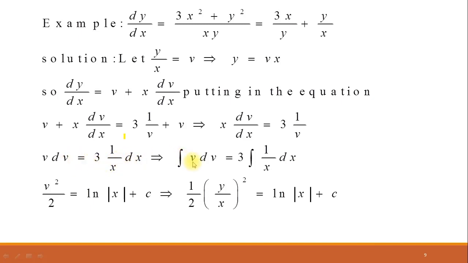Now taking integration, the integration of v is v^2/2, equal to the integration of 1/x, which is natural log of x plus the constant of integration. Replacing v by y/x, we get (1/2)(y/x)^2 = ln x + c. So this is the solution of the given homogeneous differential equation.